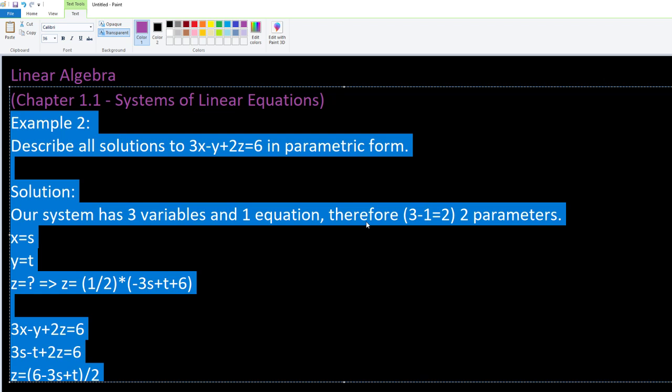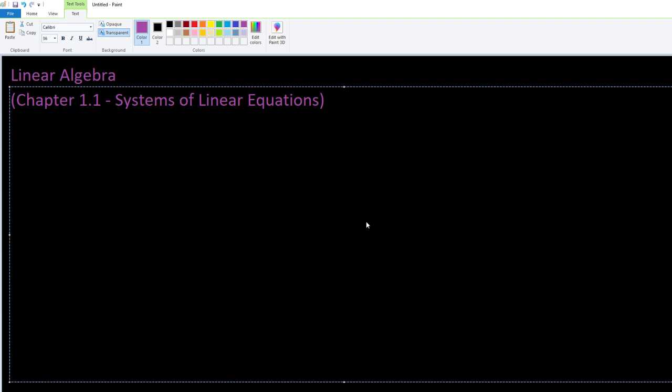Okay, so just to finish, we could have parameterized it differently. We could have said y equals s and z equals t and solved for x, or we could have said x equals s and z equals t and solved for y. So there's 3 different parameterization options for that question. Anyways, try that out on your own, see if it works. If it doesn't work, leave a comment.